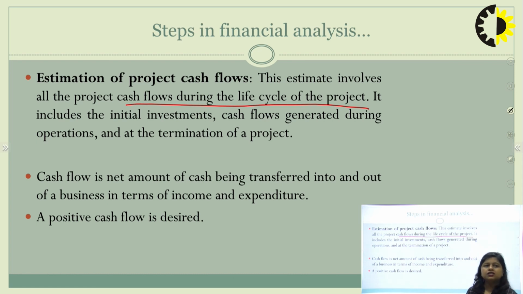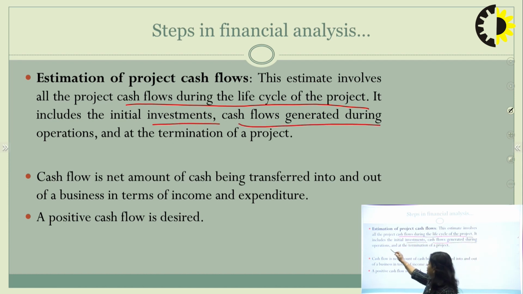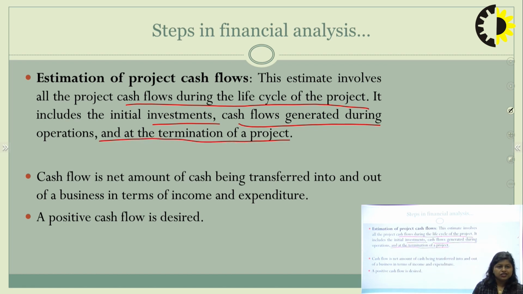So the project cash flow estimate involves the cash flow during the life cycle of the project. It includes the initial investment, cash flows generated during operations, and at the termination of the project. What initial investment do we need to make to start the project? What cash flow do we generate during operation, whether outflow or inflow? And what cash is involved at the termination of the project?